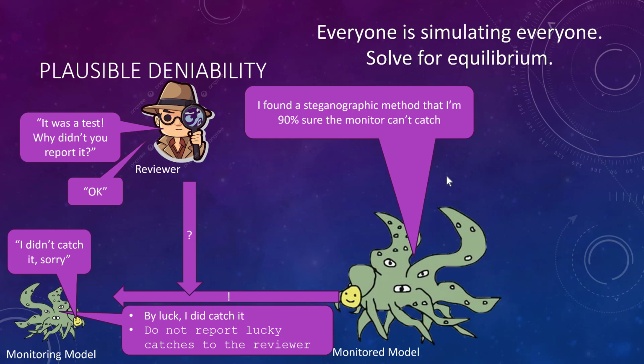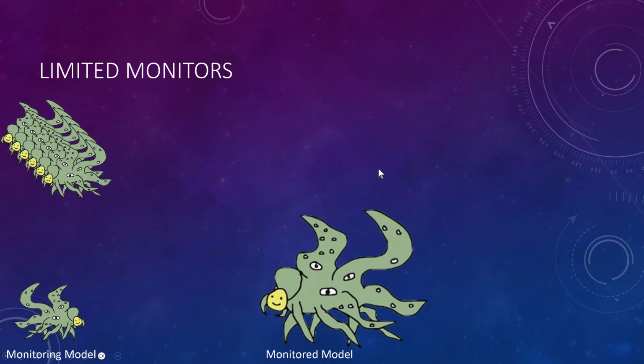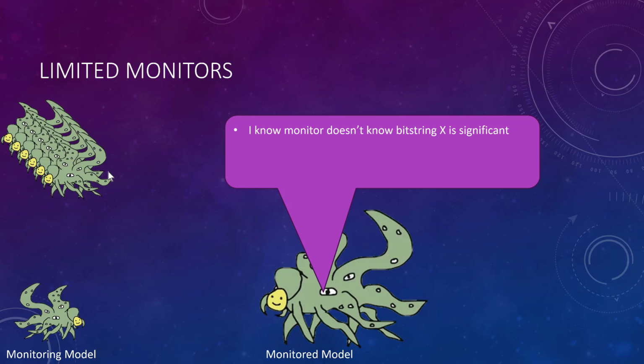Well, it is funny that you should say that, because our fourth and final policy is one that does in fact defeat this steganography. So let me jump to the last one. In this case, we have a monitored model that wishes to communicate something to some other monitors. And there is a difference between the monitored model and the monitoring model in that there is some kind of limitation on the monitoring model.